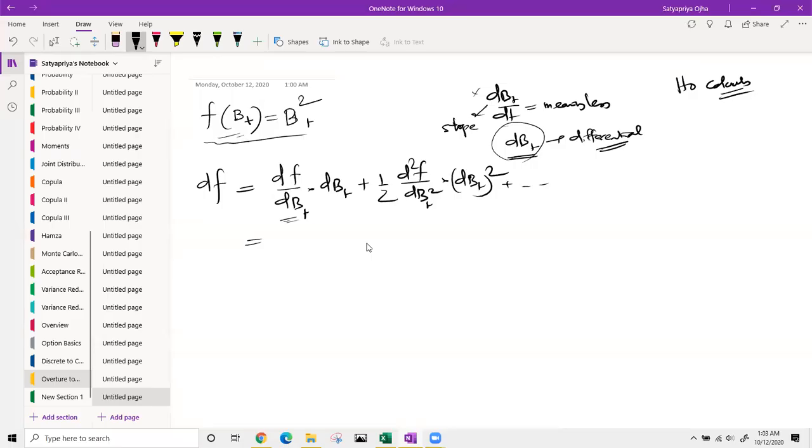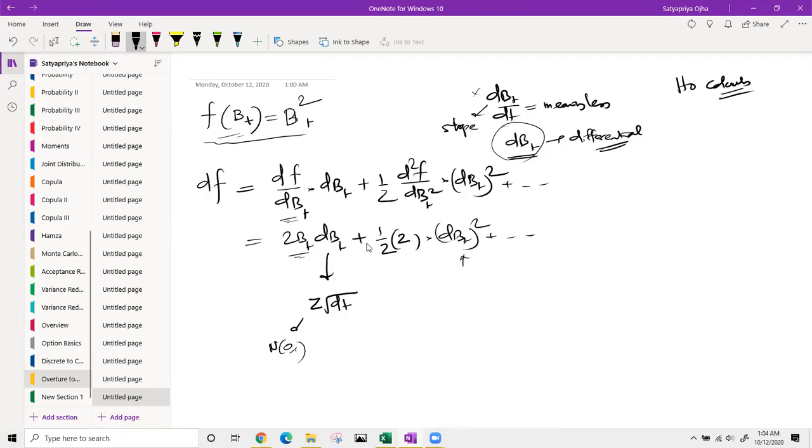So the derivative with respect to bt would be what? 2bt dbt plus half the second derivative, which would be 2, because the derivative of 2bt with respect to bt is 2, times dbt square. You can ask me, why am I keeping the second term? Let's see why. The order of this term dbt is z times square root of dt, where z is standard normal.